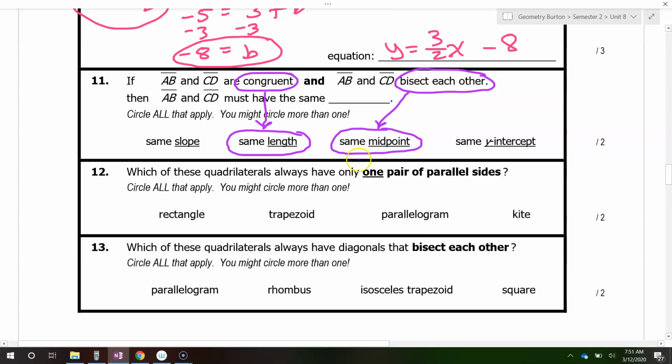So there you go. Which of these quadrilaterals always have only one pair of parallel sides? Well, that's the definition of trapezoid.